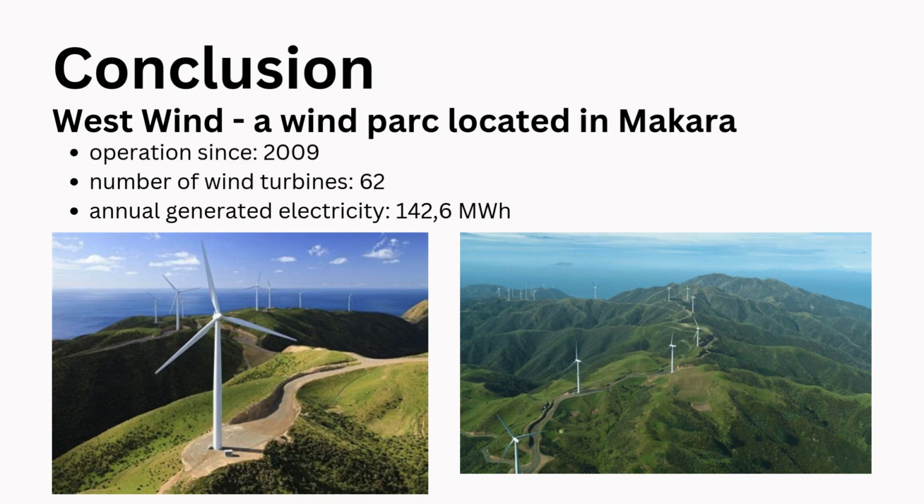It includes 62 wind turbines, and the wind turbines can generate 142.6 megawatt hours, which is enough for about 73,000 New Zealand towns. And that shows us that wind energy is already being successfully generated in the region around Wellington, and that is a positive sign for implementing our project.